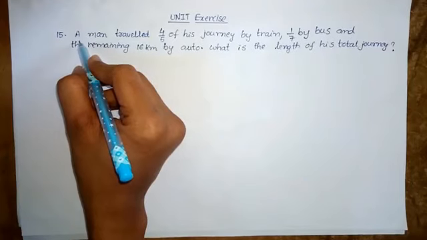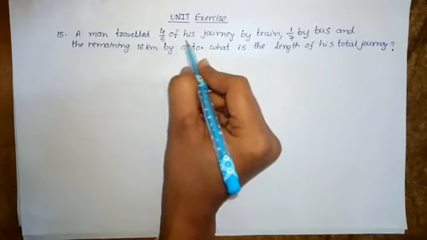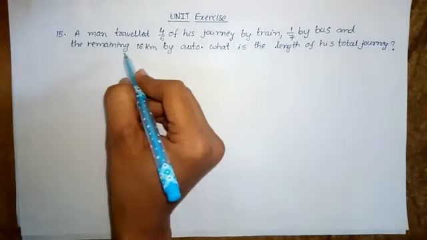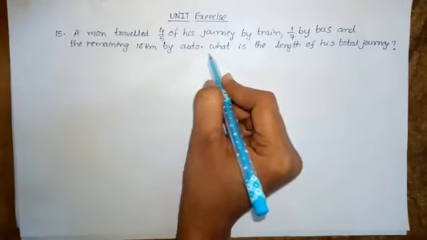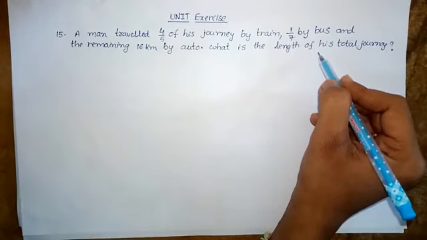Next problem, unit exercise 15th problem. A man travelled 4 by 5 of his journey by train, 1 by 7 by bus and the remaining 16 kilometers by auto. What is the length of his total journey? So in the problem they are asking to find the length of the total journey.